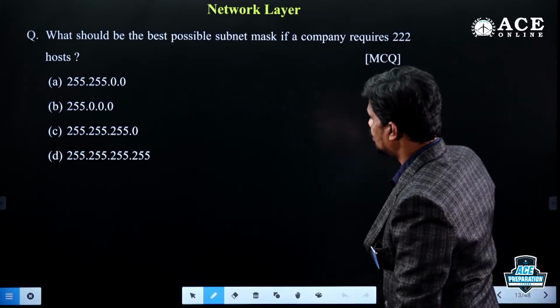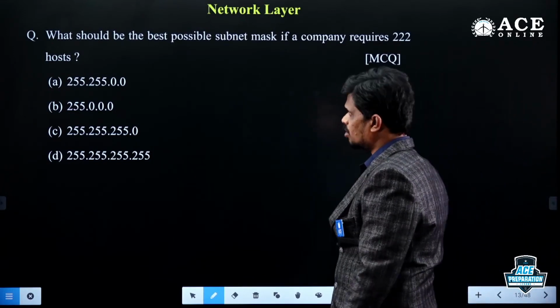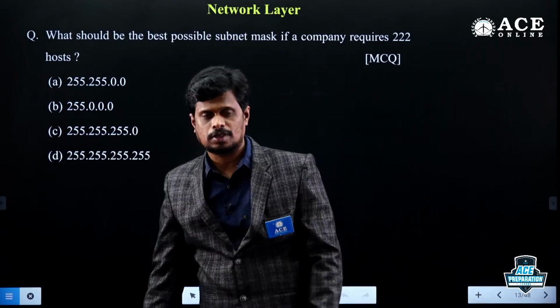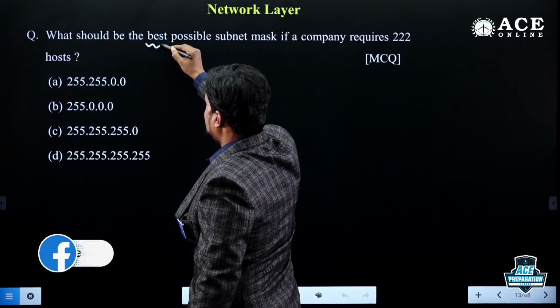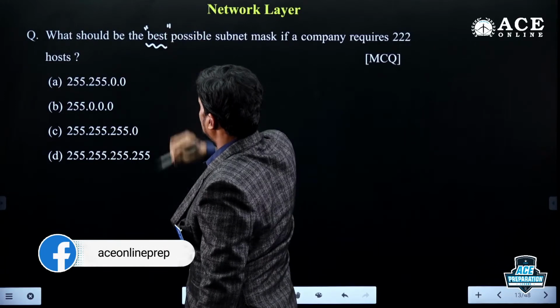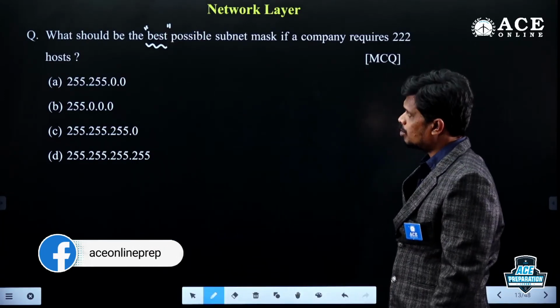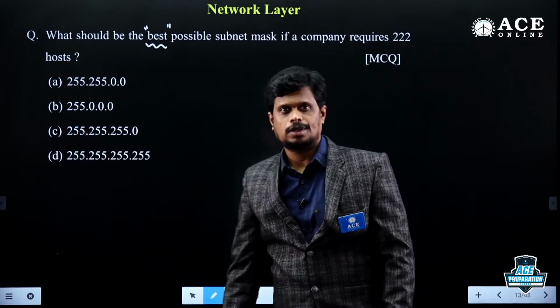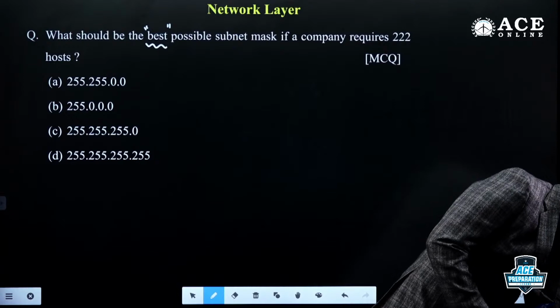Very easy question. What should be the best possible subnet mask if a company requires 222 hosts? This is the underlined one, okay? Yeah, now I'm expecting the answers from all of you. What could be the answer now?